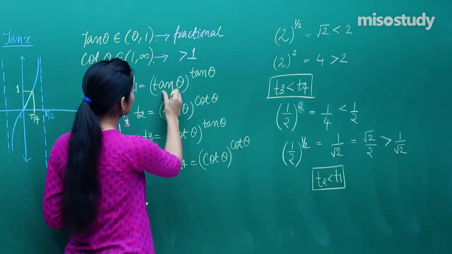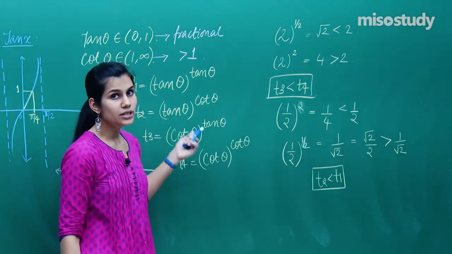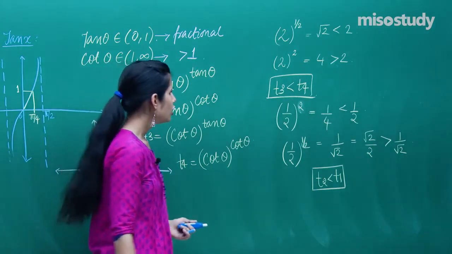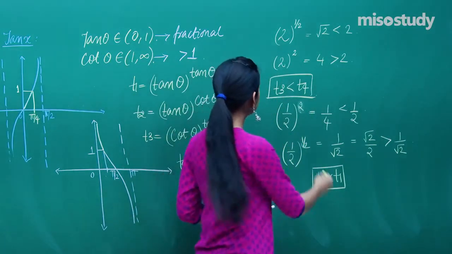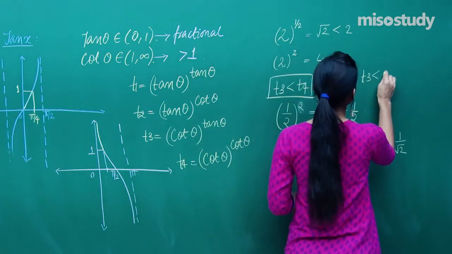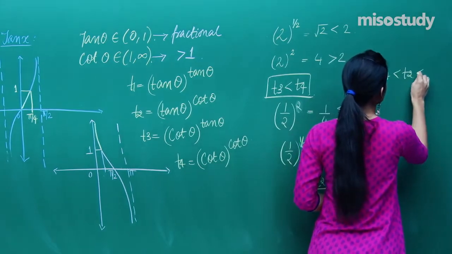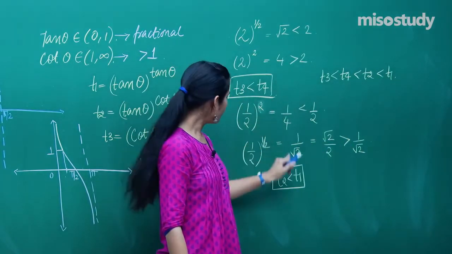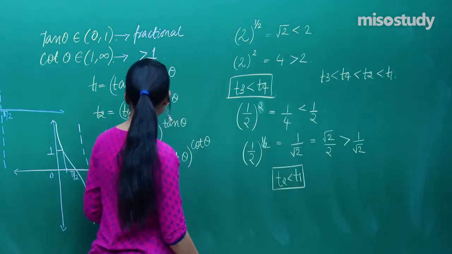Here the base is fractional, here the base is a number greater than 1. So numbers with a fractional base are less than numbers with a base greater than 1. So T3, T4 both are less than T1, T2. That means what? How can I write it? T3 is less than T4, T4 is less than T2, which is less than T1. Can I write it like this?